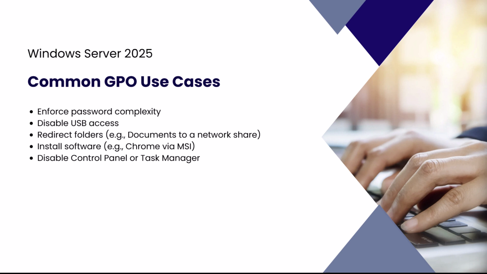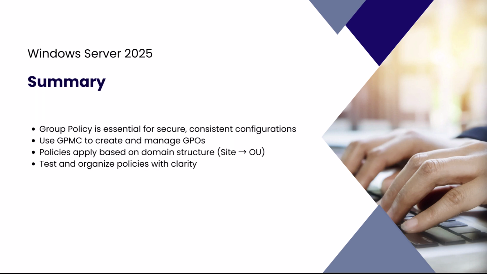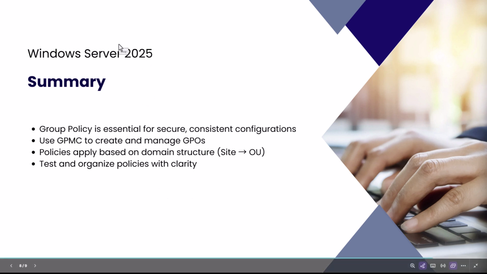Group policies can be used for hundreds of settings. Some popular examples include enforcing password policies, disabling USB storage, redirecting folders to a server, deploying software, or locking down user interface elements. To summarize, group policy is a foundation tool in any domain environment. It allows you to manage hundreds of settings centrally, saving time and ensuring consistency across your network.